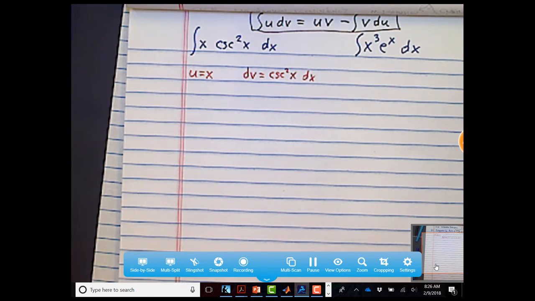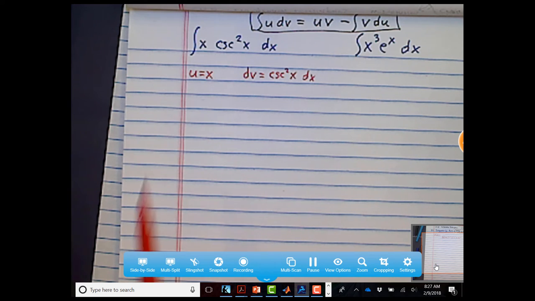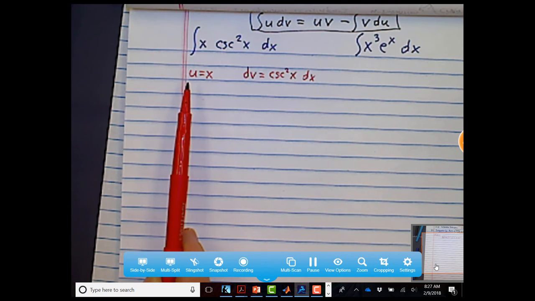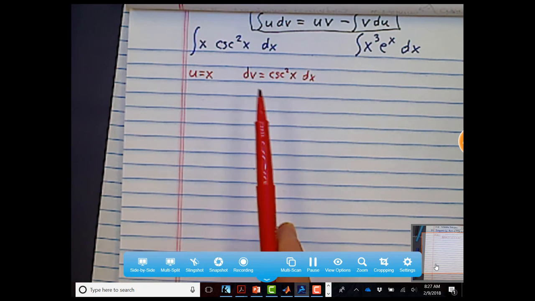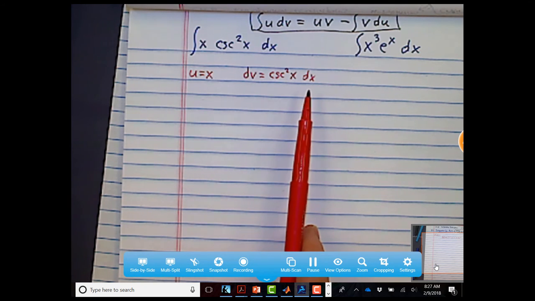Why did you guys choose that instead of the other way? That's how we did it before. Yeah, because it was on the left. Okay, any better reason? Think about it this way. What am I going to do with u? I'm about to take the derivative, right? I know the derivative of x. Actually, I know the antiderivative of x also. That's not bad. What about cosecant squared of x?